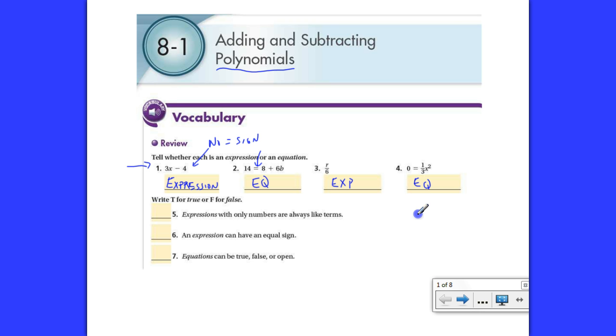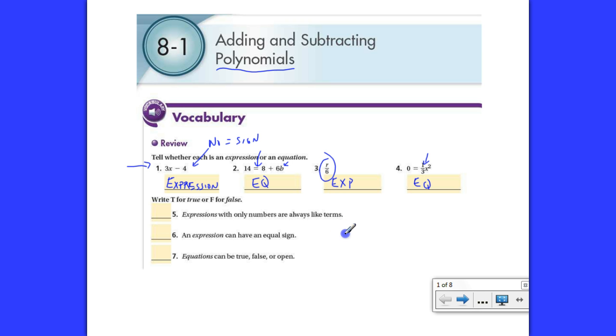So simply put, an equation, we are able to solve and find the value of x. An expression, you cannot do this. For example, number three, it says r over 6. Well, it's impossible to solve that for r because it's not set equal to anything. Okay, so expressions, no equal sign. Equations have an equal sign.